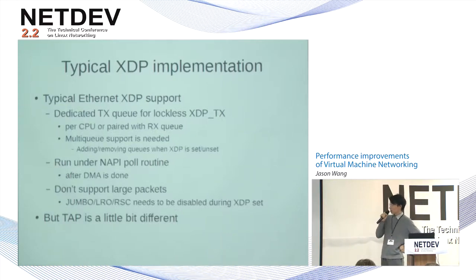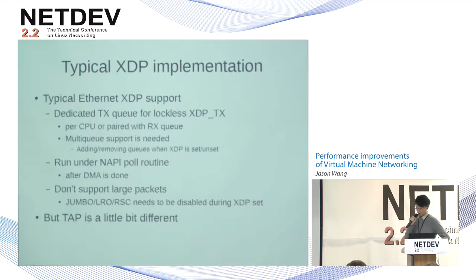A typical XDP implementation requires several things. The first is that it requires a dedicated TX queue for lockless transmission. This is usually done through a per-CPU TX queue or paired with RX queues, so that means we need multi-queue support. The XDP routine is usually run under the NAPI poll routine, so it will run before the skb has been created. And a typical XDP implementation will disable all the large packet support, for example, jumbo frames, or something like this.